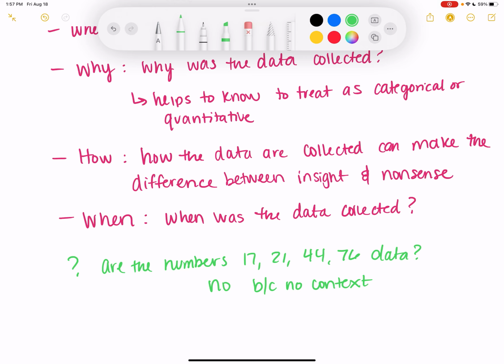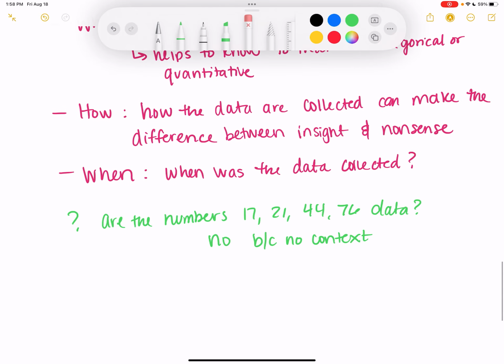What are data? Numbers with context. Now, if instead I said, are these jersey numbers data? Then they'd be data, yes, because there's context to it. Context is important.